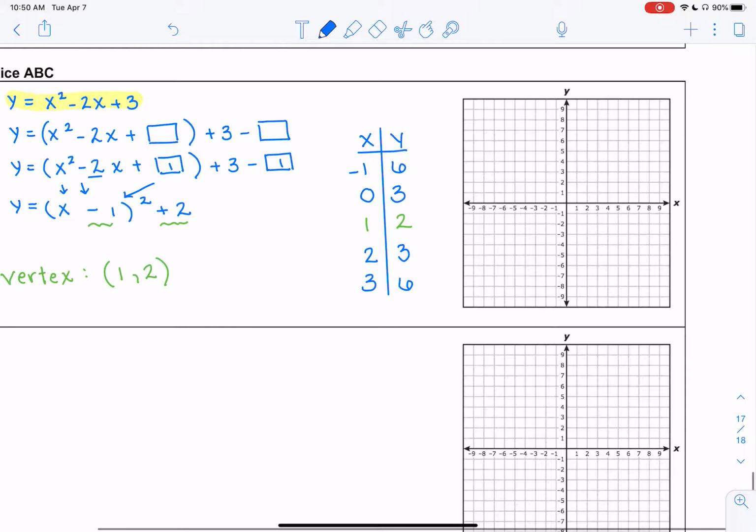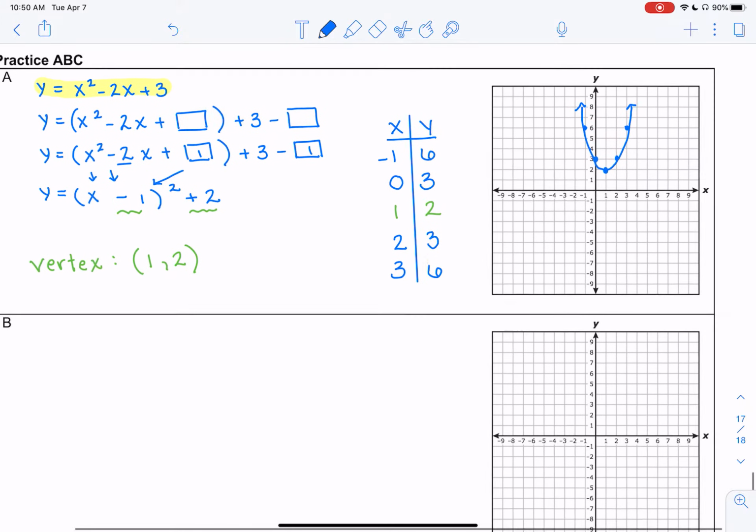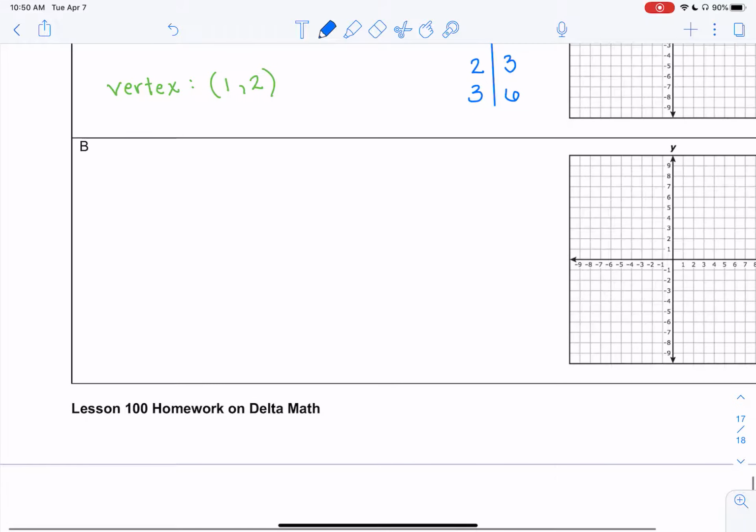Okay, now I'm ready to graph what I have. So -1, 6, 0, 3, 1, 2, 2, 3, and 3, 6. And it takes on the slight look of a parabola. Just make sure we try to curve it there, not point at the vertex. Okay, and then we have one more practice question together.